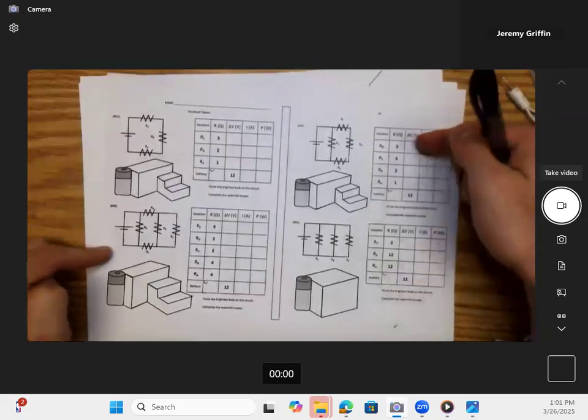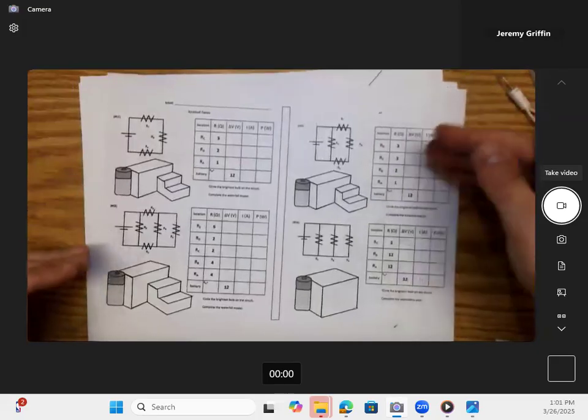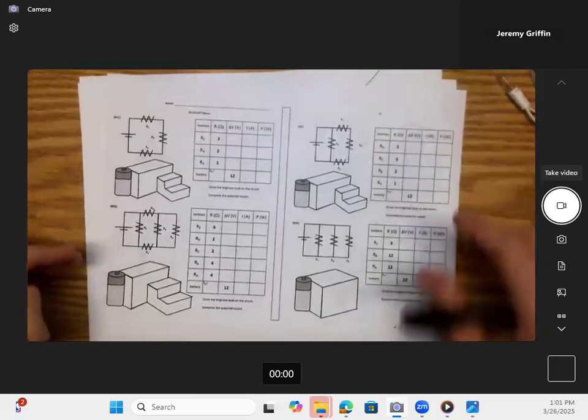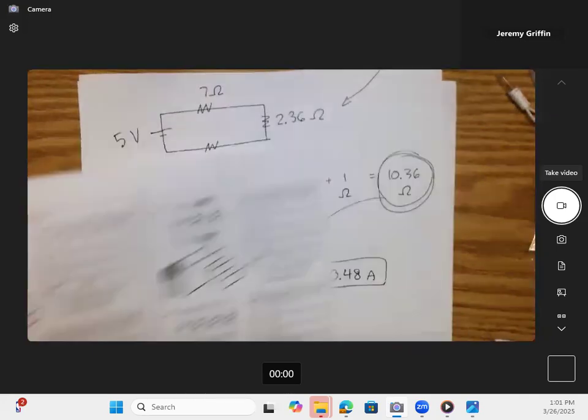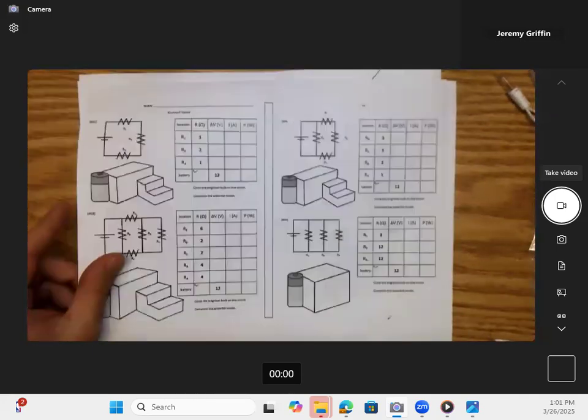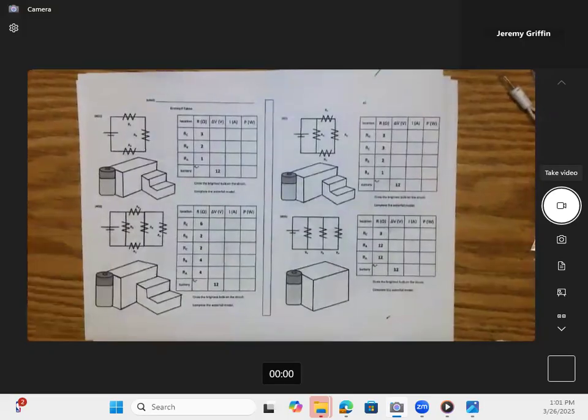Now, number 2, number 3, we got some hybrid setups. A little bit of both. And those are a little bit trickier. But I'll walk you guys through these here. So start with number 1. Number 1, 3 resistors in series.